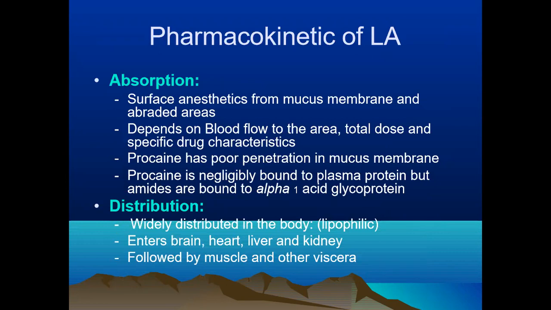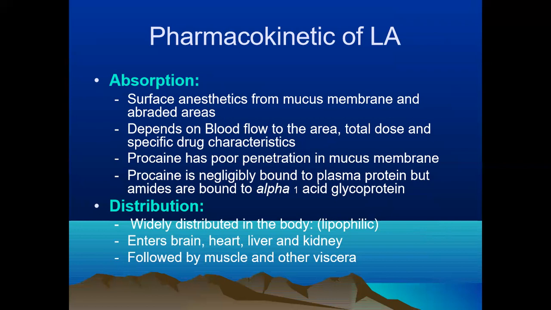So let us look at the pharmacokinetics of local anesthesia. In absorption and distribution, surface anesthetic is applied to mucous membrane and abraded areas, where absorption of these local anesthetics occurs from the affected areas, like the skin or mucous membrane from the eyes, the mouth, the GIT, and the rectum. Blood flow to the area, total dose, and the specific drug characteristics are the factors that influence the absorption of the drug at that local area.